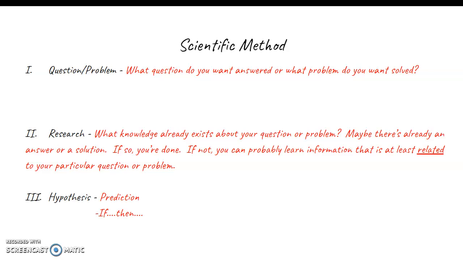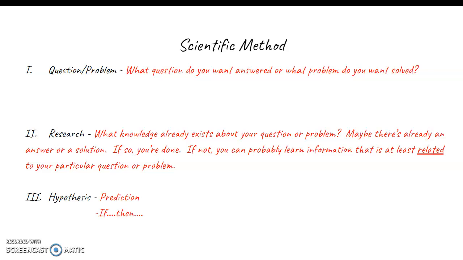You can see that step number 2 is research. You want to find out what has already been done or what has already been figured out about your particular question or problem. It is extremely possible that when you do some background research, you may already find the answer. Somebody else has already had your same question or problem, and they have already figured out the answer or the solution to it, in which case, you're done. Step 2 is the last step.